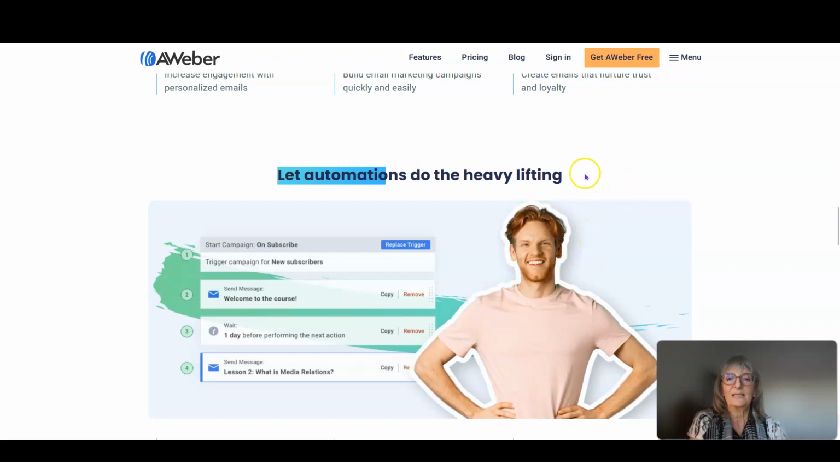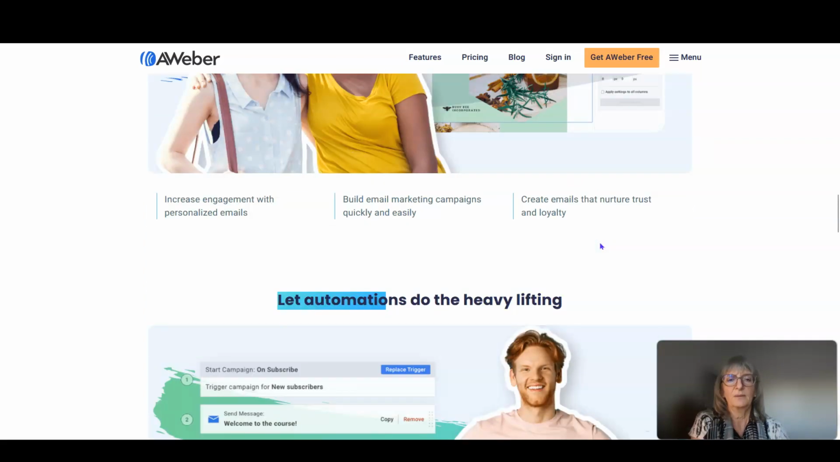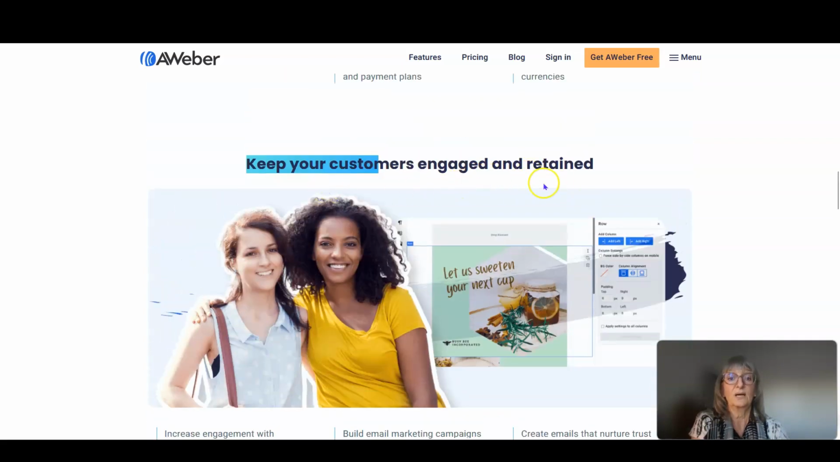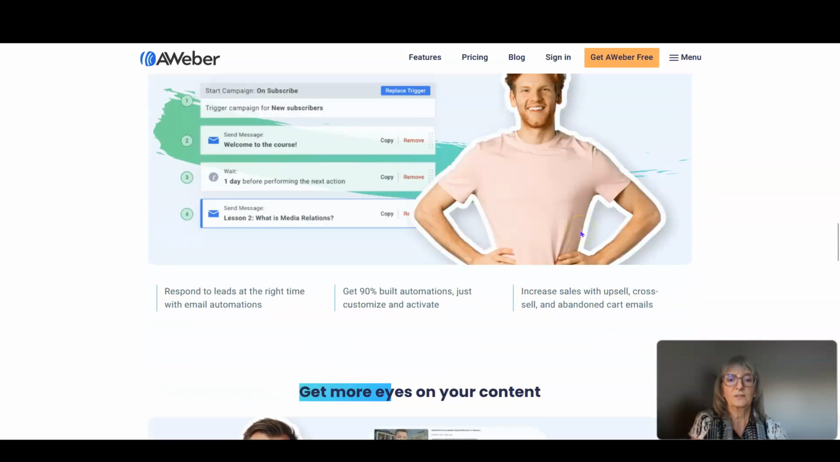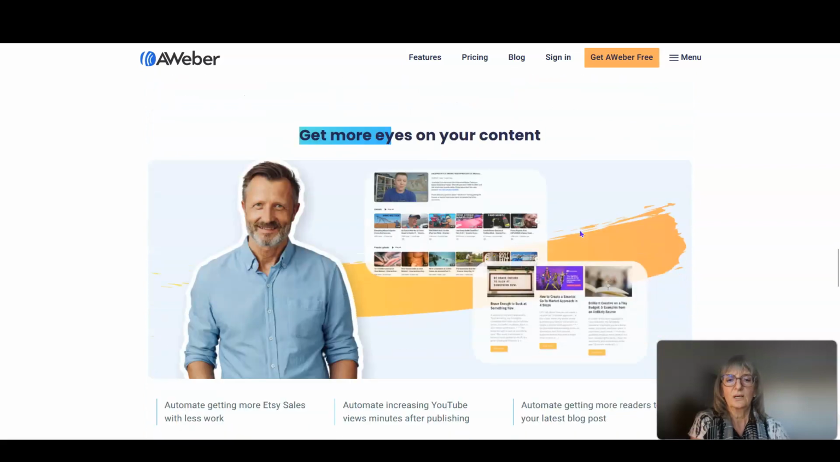My recommendation is, I know what they're doing here. I know what they're talking about, automating with mailing campaigns. But there's a clearer way to say this. There's a clearer way to talk about what they're doing here. I think they've done a really good job hitting the highlights in these other headlines. This one is the only one I would recommend they rework, and get more eyes on your content.